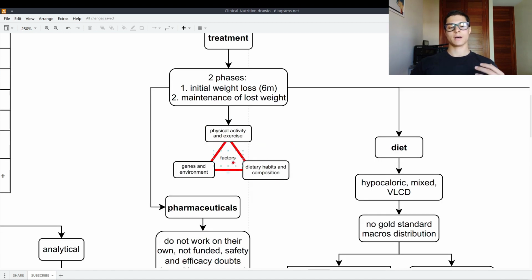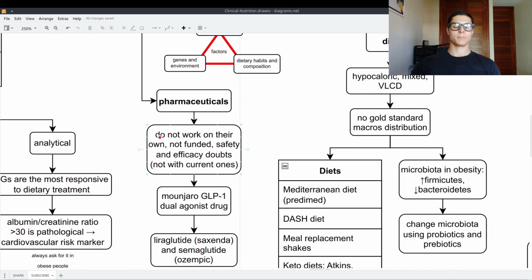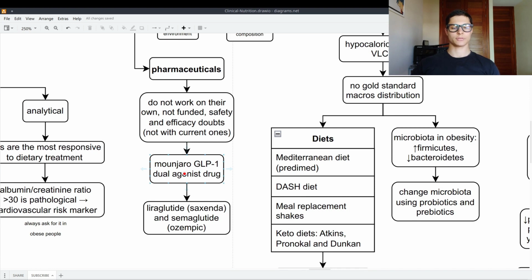So since these are the main factors of the occurrence of obesity, we're going to act on them, the ones we can. At a pharmaceutical level, well, pharmaceuticals do not work on their own, not funded, and they had safety and efficacy doubts. Not with the current ones though. There are some drugs that are coming soon called dual or triple agonist drugs based on incretins, the Mounjaro GLP-1, which are very powerful anorexigenic drugs.